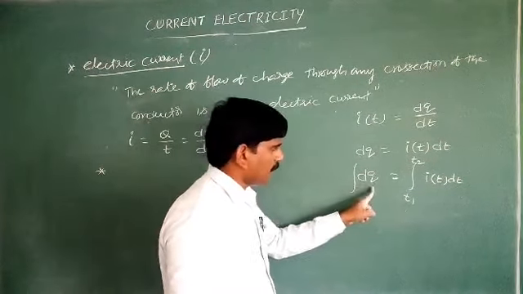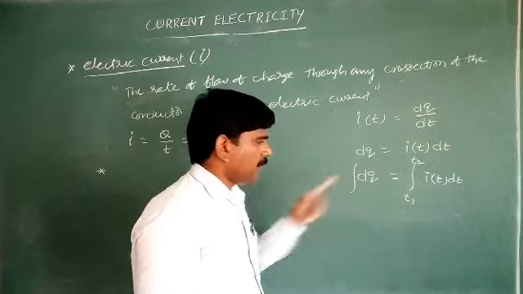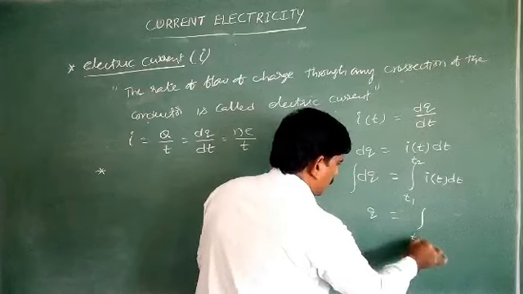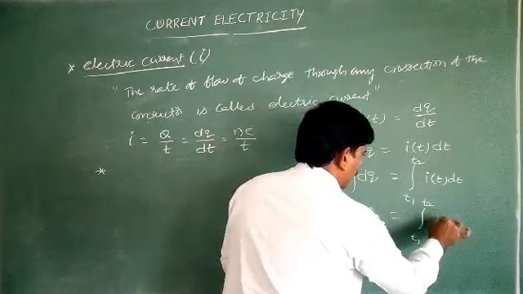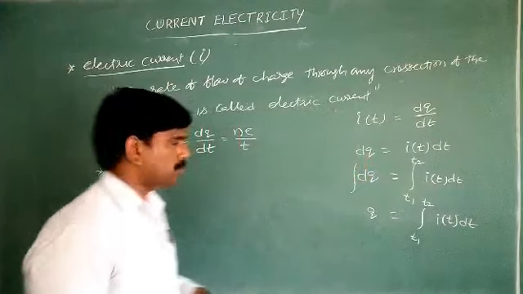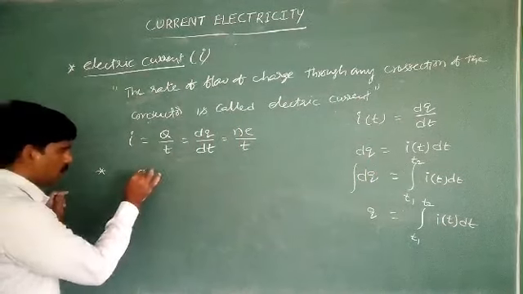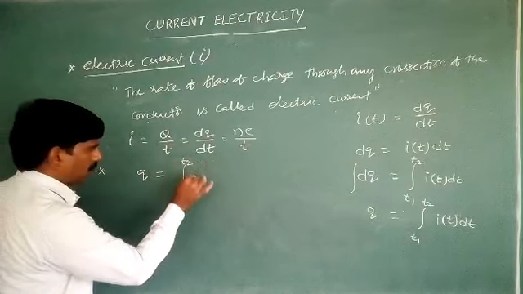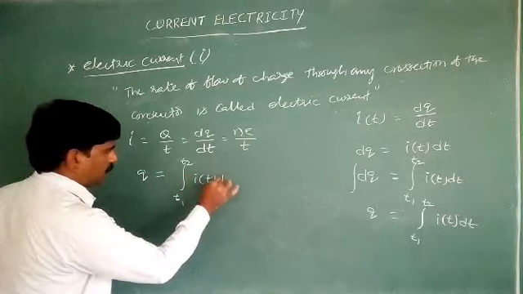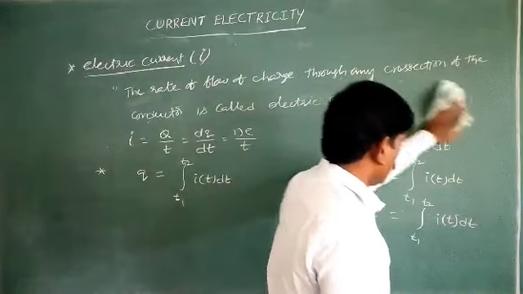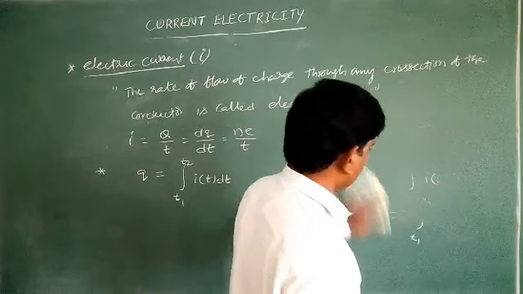So integral of dq is nothing but q. Q is equal to integral from t1 to t2 of I of t into dt. So charge q is equal to integral from t1 to t2 of I of t into dt. We will solve one problem based on that.